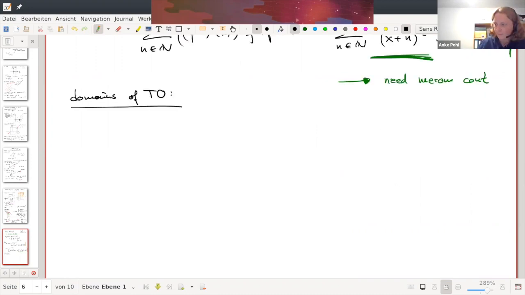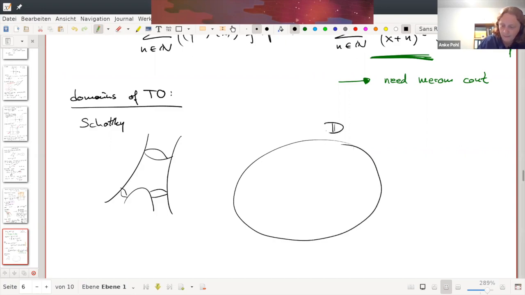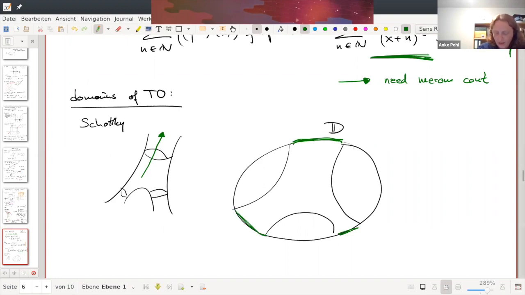So what are our domains? Let me first look at the Schottky surface. It typically looks like this, right? And when you unfold it, let's take the disk model, the fundamental domain looks like this. We are interested in periodic geodesics. We are not interested in geodesics which move like this, because they leave the space eventually. We are not interested in geodesics which end here. And then when you take the neighboring fundamental domains, you're also not interested in geodesics which end here or here. Then you take again the neighboring fundamental domains, and you're not interested in geodesics which end here, here, here. And if you do this infinitely often, what you will end up with is the limit set.